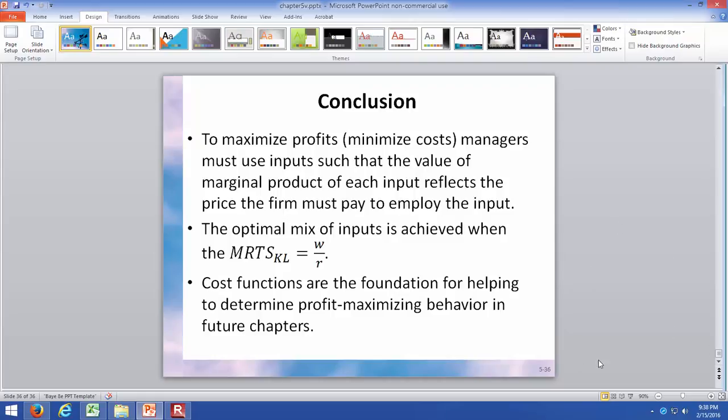And basically here we are saying that for any business, it's very important to have a cost function, because that is the foundation for helping to determine profit maximizing behavior. So in your business, you have to understand what your cost function is, and based upon that you have to determine the optimal level of output, the optimal employment of labor, and the optimal employment of capital.